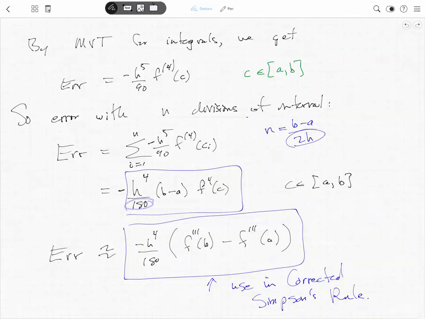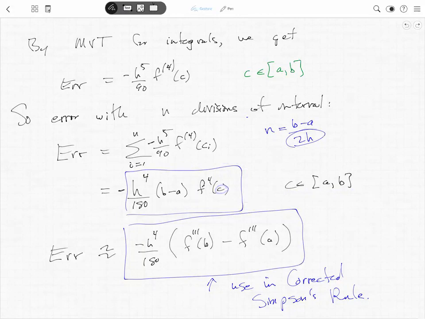And we lost a factor of h here. So h to the fifth became h to the fourth. And again, appealing to the mean value theorem, when you average all of these fourth derivatives at different c_i's, it's equivalent to evaluating the fourth derivative at some particular c somewhere on the interval. So in other words, this error is actually exact. The error is exactly equal to this. The trouble is we don't know what c is.